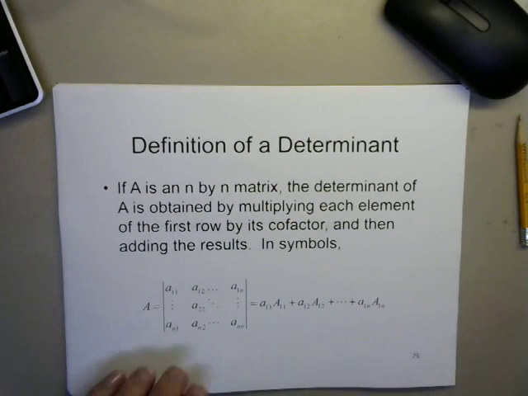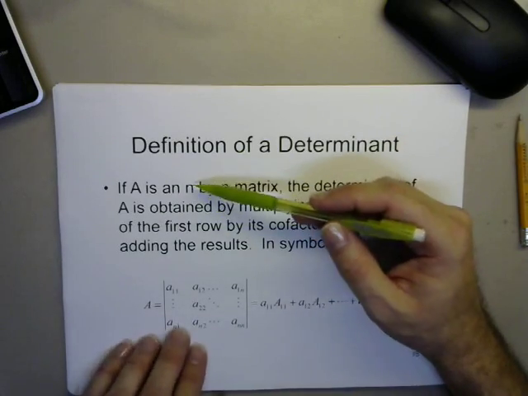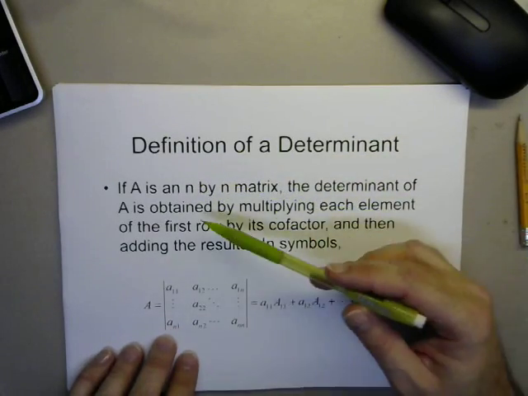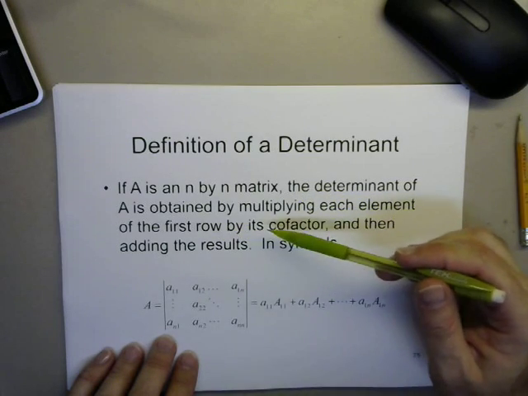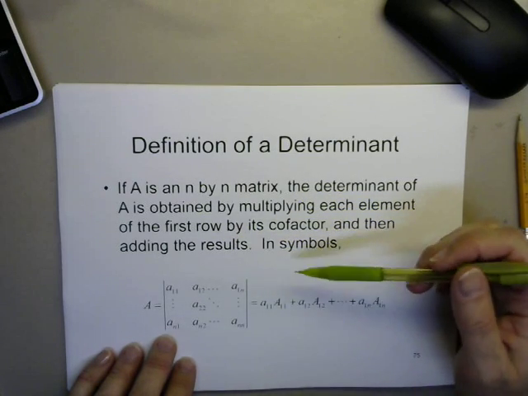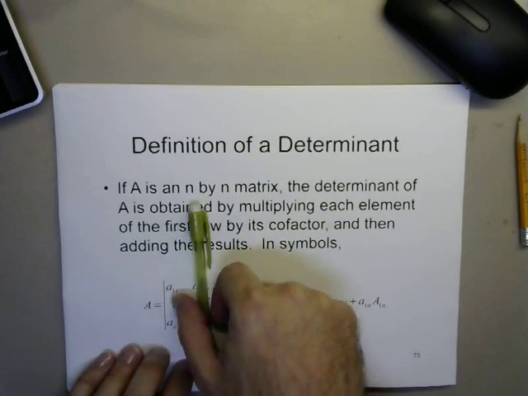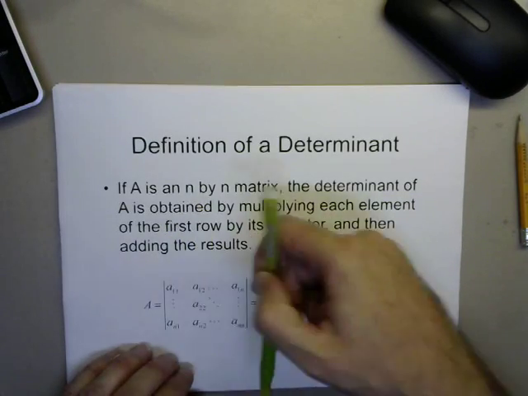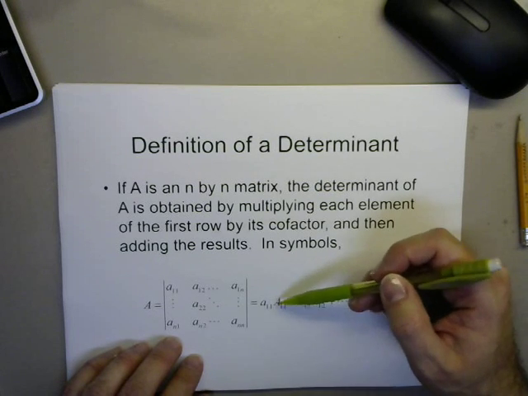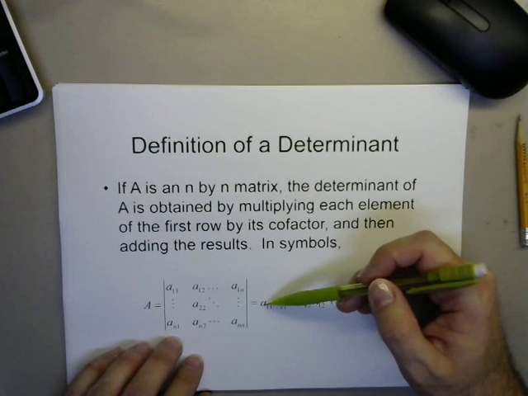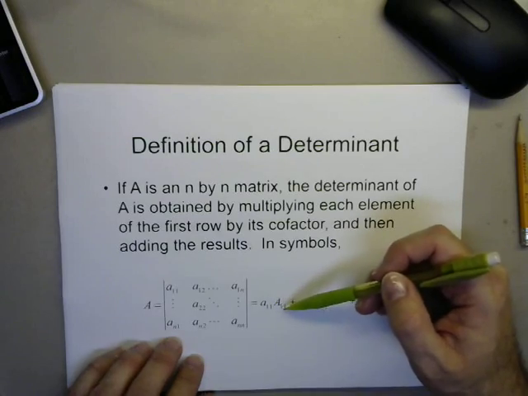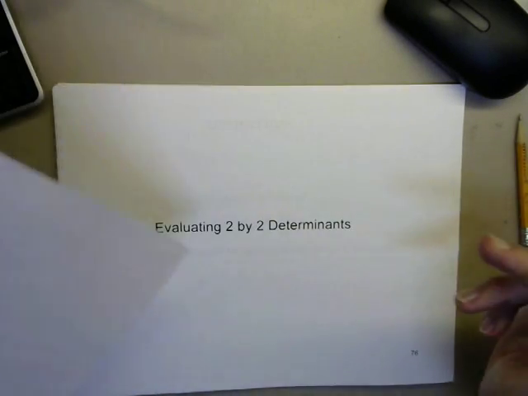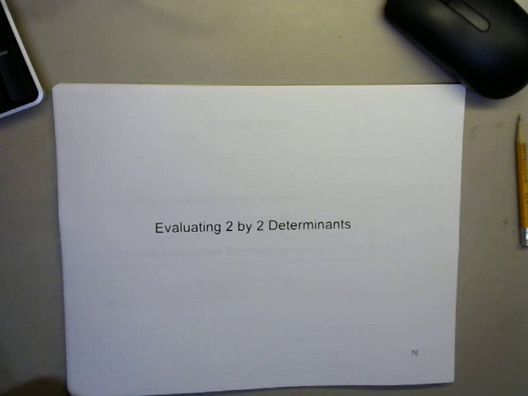So here's a more clear definition of a determinant, right? If A is an n by n matrix, the determinant of A is obtained by multiplying each element of the first row by its cofactor and then adding the result. So basically, you take what you get when you cross out the row and the column. That will be your cofactor, and you multiply the ij element by the ij cofactor. Again, that might not mean a whole lot. So let's start with something simple. And again, you can really only calculate determinants for square matrices. There may be a way to do it for non-square matrices, but we won't get into that.